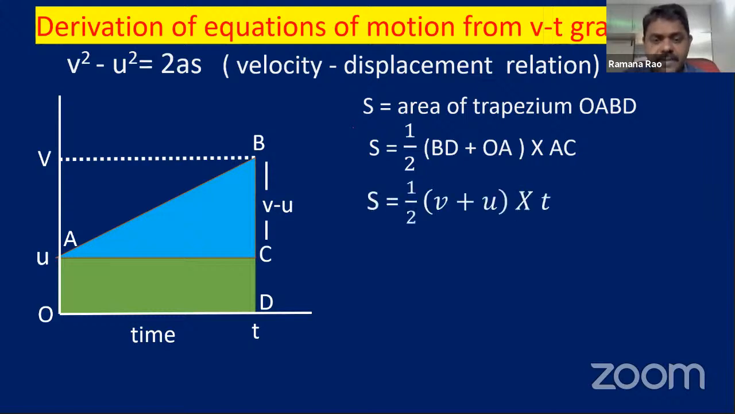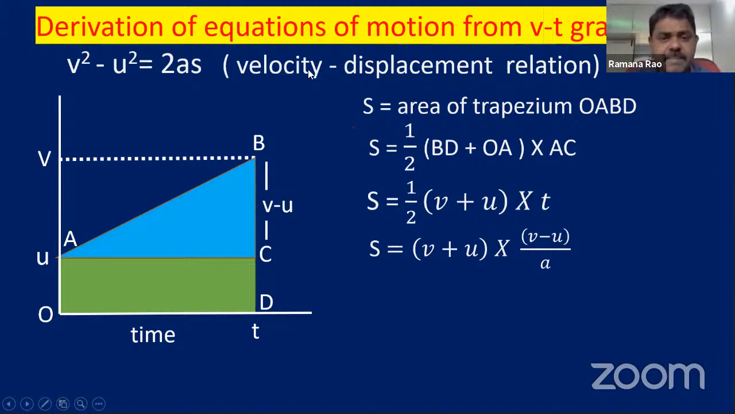Now S is equal to half into BD. BD is v, the velocity after t seconds of time, plus OA, which is already u, into AC, which is equal to time. So everything is there in the diagram. So S is equal to half into v plus u into v minus u by a. So here you can see, dear children, the simplification part.